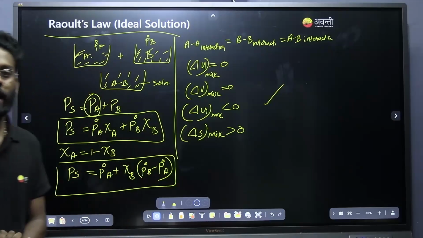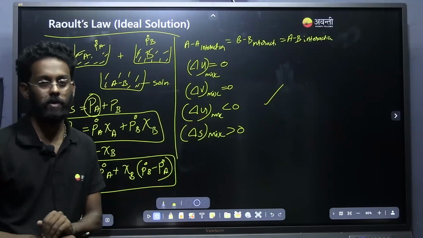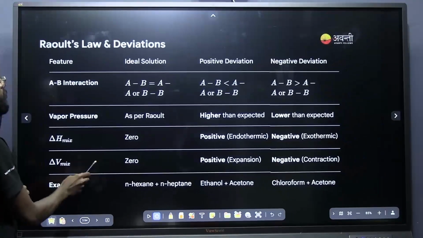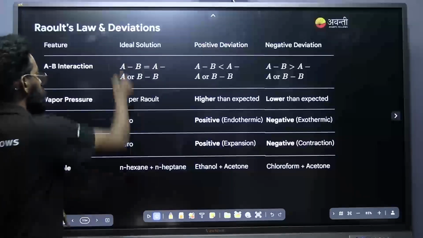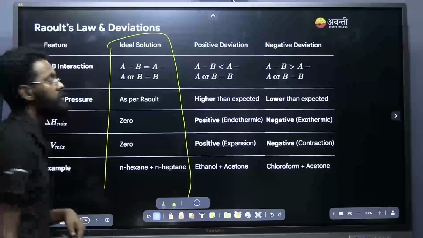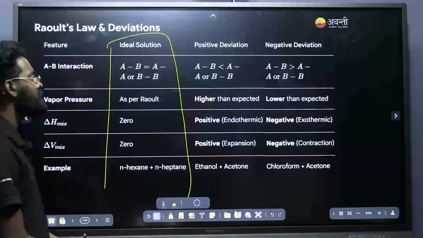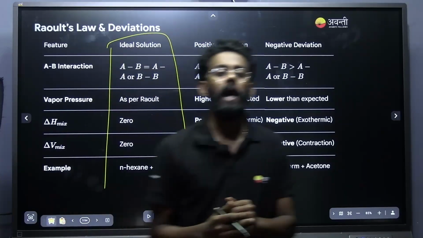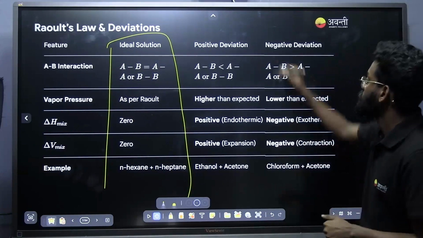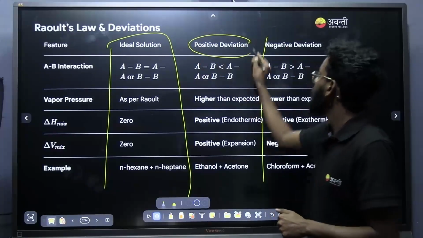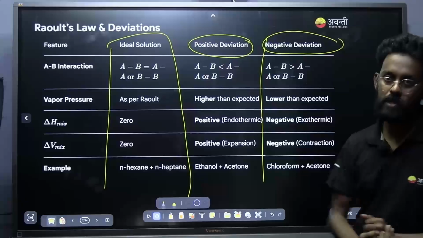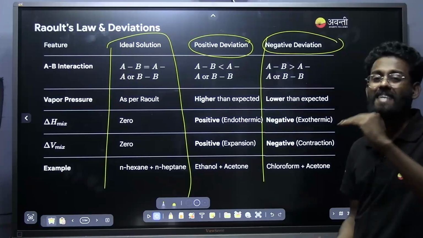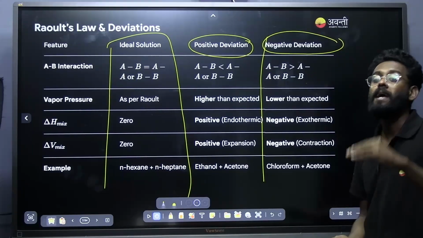Ideal solution we have discussed, and now it is time to discuss non-ideality. For non-ideality, everything I have mentioned here is a comparison of ideal and non-ideal. A solution which obeys Raoult's law is an ideal solution, and if a solution is not obeying Raoult's law, it is a non-ideal solution. This non-ideal solution can be of two types: the solution showing positive deviation and the solution showing negative deviation. In the case of positive deviation, the vapor pressure of the solution will be higher than we expected, higher than the calculated one.